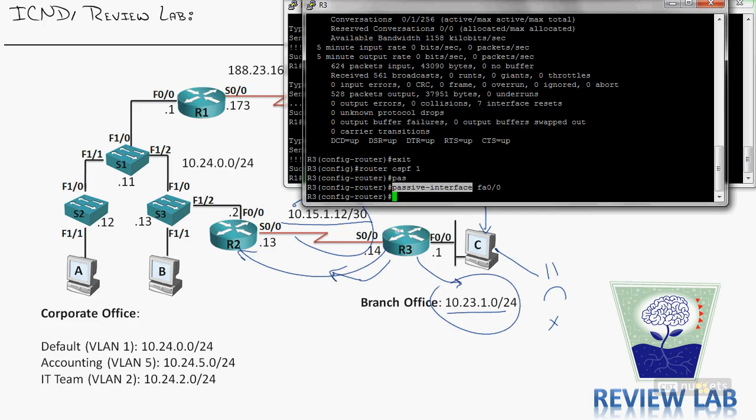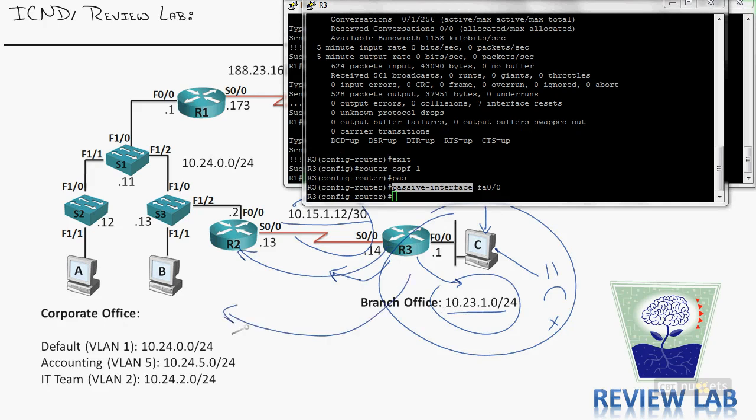It says I'm still going to advertise this network. I'm still going to let router 2 know about it, but I'm no longer going to send hello messages out on that interface, which prevents any neighbor relationships from forming over here, which keeps evil hacker X over here from peering with my device and really messing things up. Now, in ICND1, we talked about OSPF authentication. We're not going to get into that right now, but that would be another way that you could protect it as well.